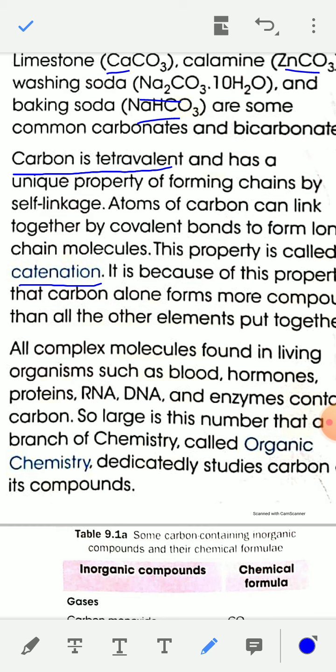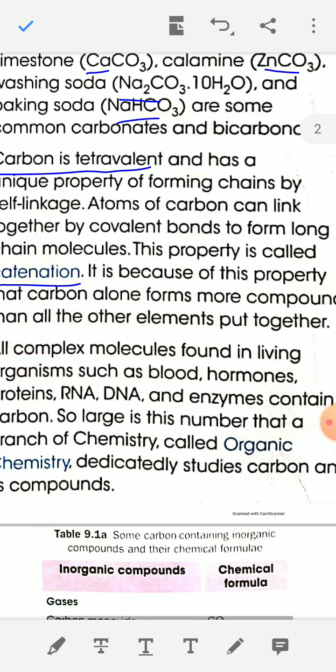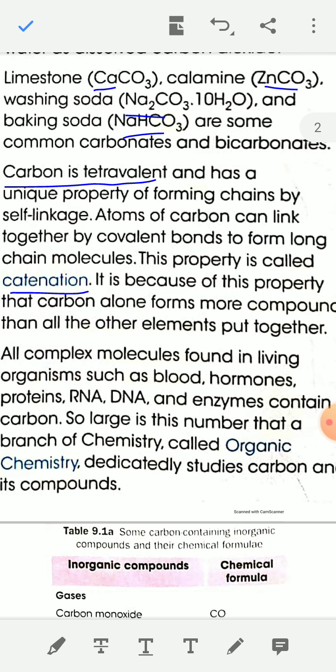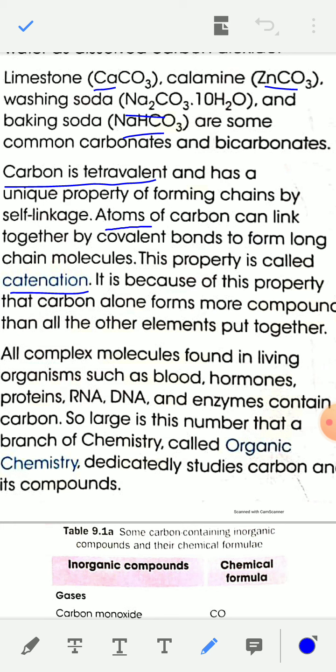So what is the catenation property? You have to remember this definition, this term. What is catenation? This is an important property of carbon. Atoms of carbon can link together by covalent bonds to form long chain molecules, and this property is known as catenation.